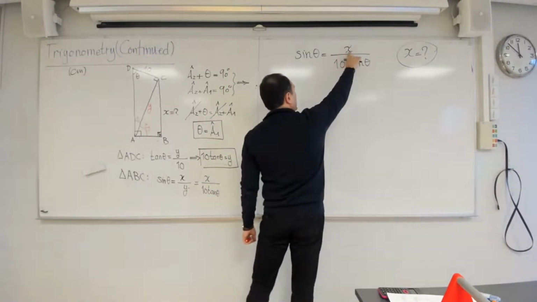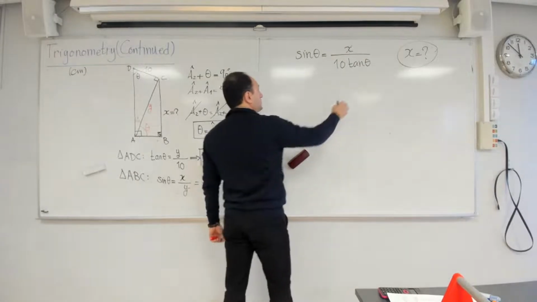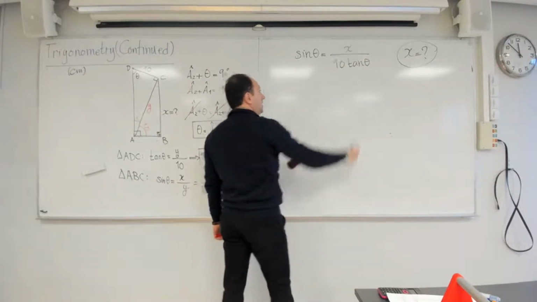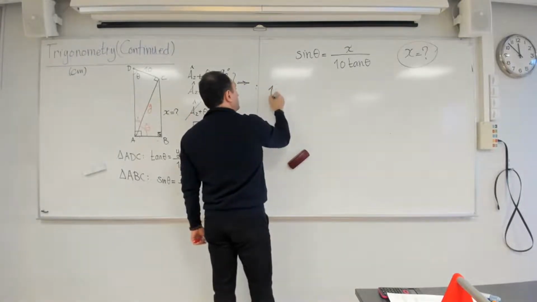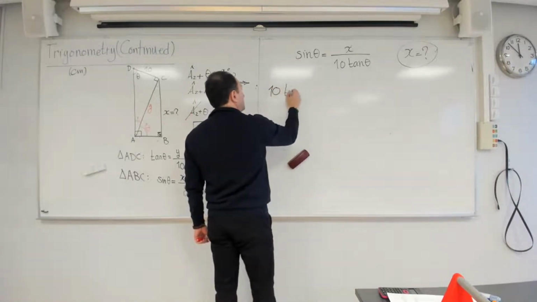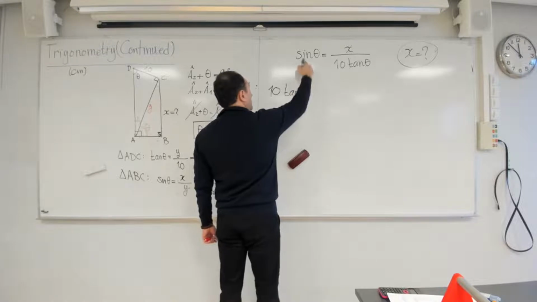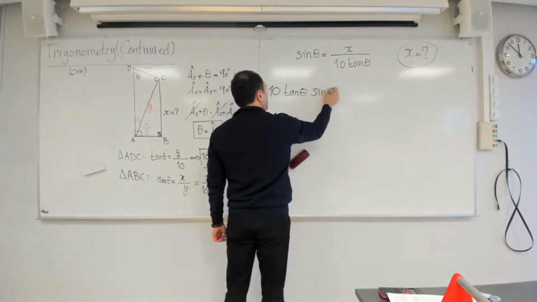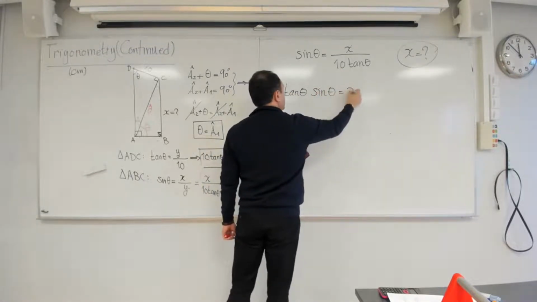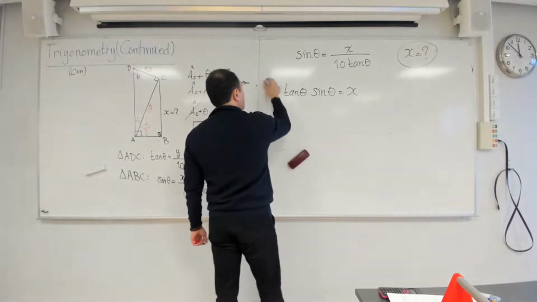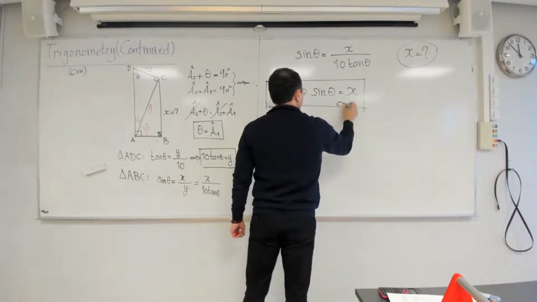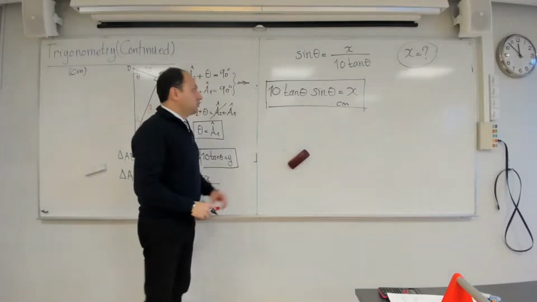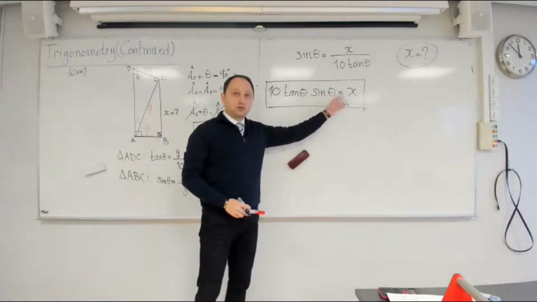So I want to make x alone. So what I do, I multiply both sides by this expression. So then the left-hand side becomes 10 tangent theta times sine theta is equal to x. This is my x in centimeters.